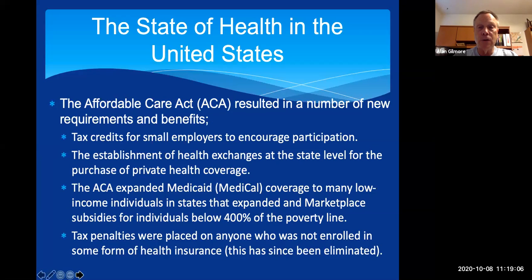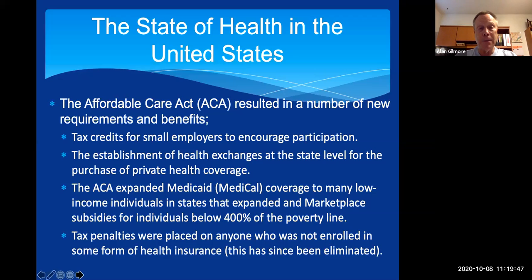The Affordable Care Act resulted in a number of new requirements and benefits. There were tax credits for small employers to encourage them to participate. So if you were a small employer previously not providing health insurance to your employees, you were provided with this tax credit as an incentive to provide the Affordable Care Act coverage for your employees. The establishment of health exchanges at the state level was created, and those exchanges were used as ways of being able to purchase private health coverage at a dramatically reduced rate.